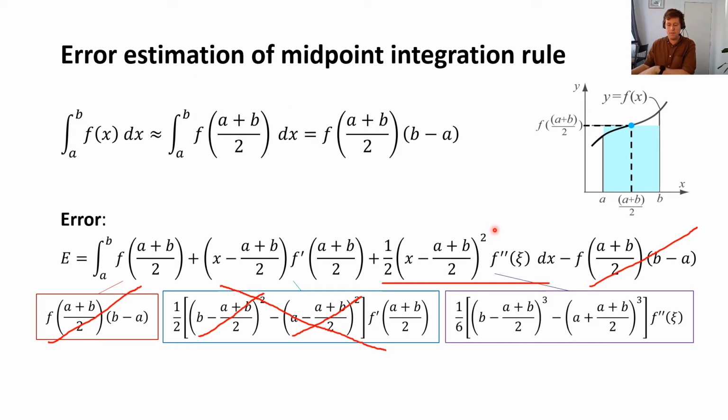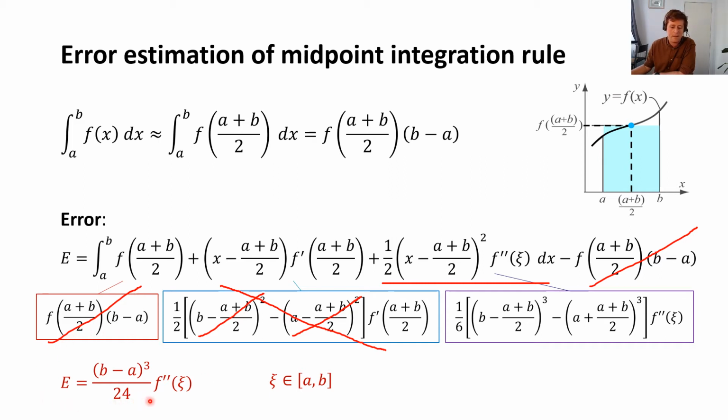So also that is something we easily can integrate. And what that becomes is, well, this will be 1/3 times this term between the brackets to the power 3, evaluated for x is b and x is a. So that turns out to be this term here in the purple box. And we can simplify this term by working out these things in the brackets a little bit. And in the end, you will come out with this expression for the error. So this is a relatively simple expression for the error of the midpoint rule.